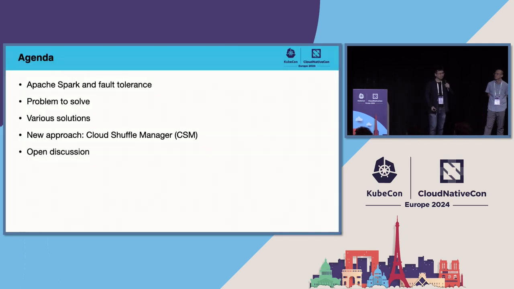Here is a quick agenda. We will very quickly introduce Spark and how fault tolerance works in Spark. Then we will present what kind of problem we're trying to solve, some problems with Spark. There are already many solutions, built for different reasons, so you will see a lot of them. And we built another solution, which we call Cloud Shuffle Manager, CSM. We will explain how it works and what benefit it has. Then hopefully we can have more discussion. So please, if you have any questions, we can discuss more.